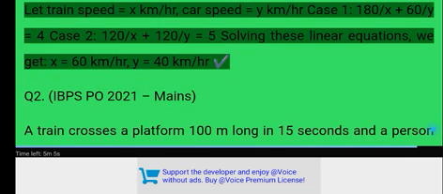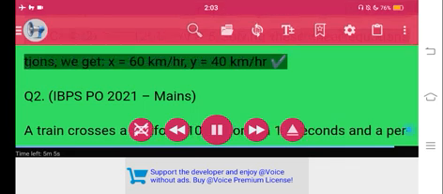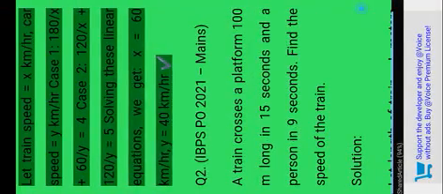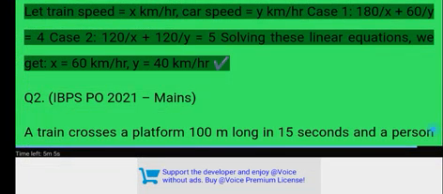Solution. Let train speed equal x kilometers per hour and car speed equal y kilometers per hour. Case 1: 180/x plus 60/y equals 4. Case 2: 120/x plus 120/y equals 5. Solving these linear equations, we get x equals 60 kilometers per hour and y equals 40 kilometers per hour. Check mark.